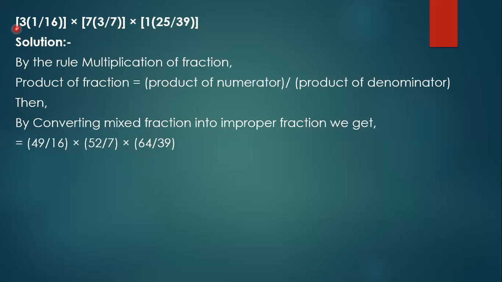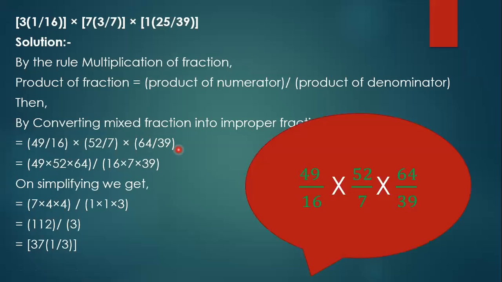16 multiplied by 3 plus 1: 16 multiplied by 3 is 48, plus 1 is 49 by 16. 7 multiplied by 7, 49, plus 3, 52 by 7. 39 multiplied by 1, 39, plus 25, 64 by 39. Is the conversion clear? Perfect. Next, what will we do? We'll simply follow this way.